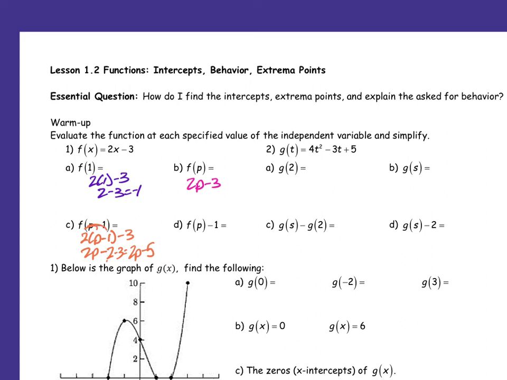So for part D, basically I'm taking f of p, which is part B, and subtracting 1 from it. So I have 2p minus 3 minus 1, which equals 2p minus 4.